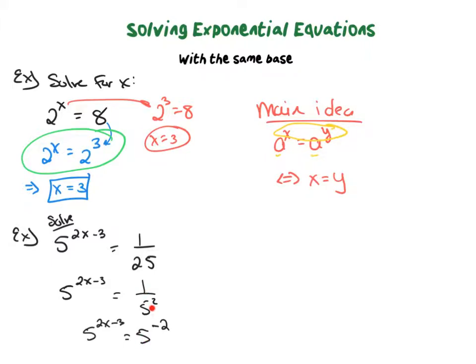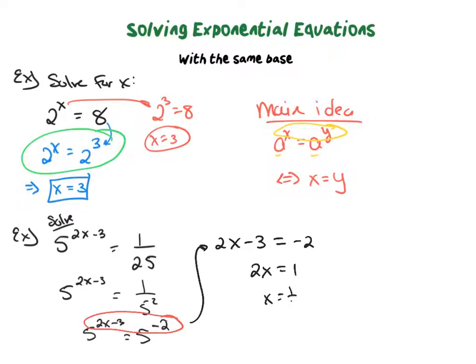If I had a fraction and I want to move the 5 to the 2 up, that's fine. Just make the exponent a negative. Now I'm technically not canceling the 5's, but it might feel like that when you're solving. We're going to say now the only way that 5 to the 2x minus 3 is equal to 5 to the negative 2 is if 2x minus 3 is equal to negative 2. And I have a pretty easy equation to solve. Adding 3 to both sides gives me 2x equals 1, so x is equal to 1/2.